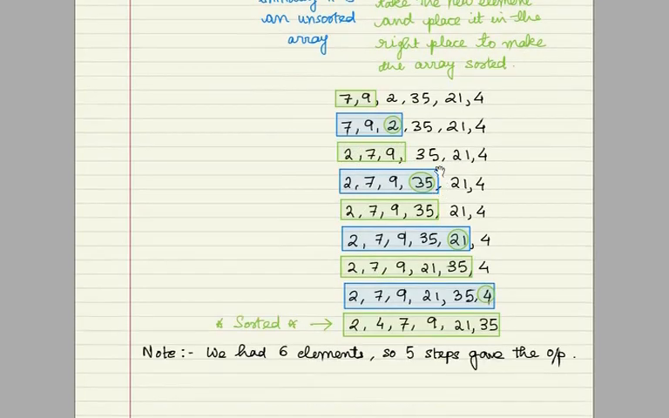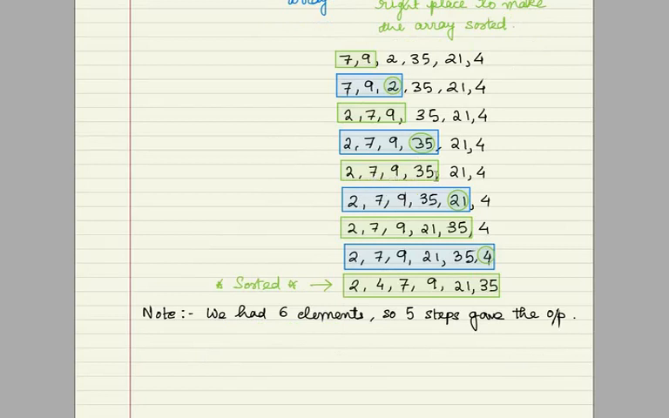Now we introduce the next element, 35. It has to be considered and put in the right place in this blue box. Luckily we don't need to make any shifts or move any elements here, because 35 is already in its correct place to keep things arranged properly. So 2, 7, 9, 35 are all in ascending order, and we can directly say that they are in the correct order.